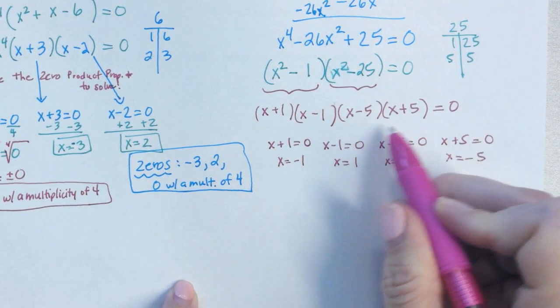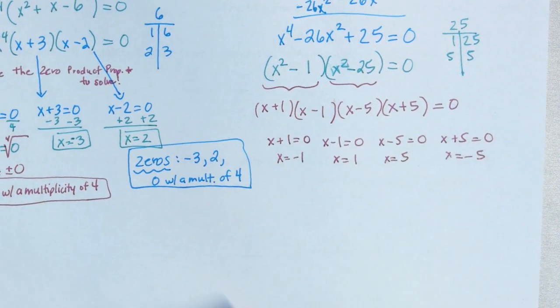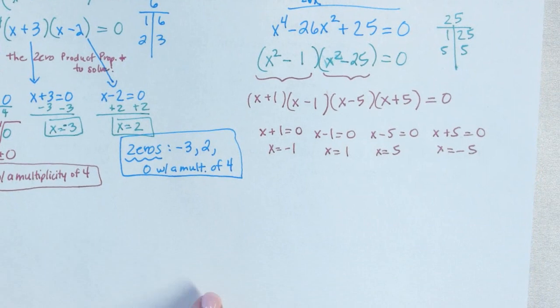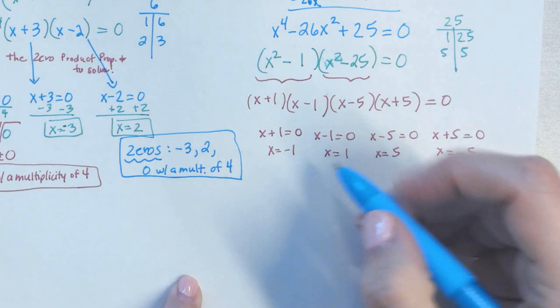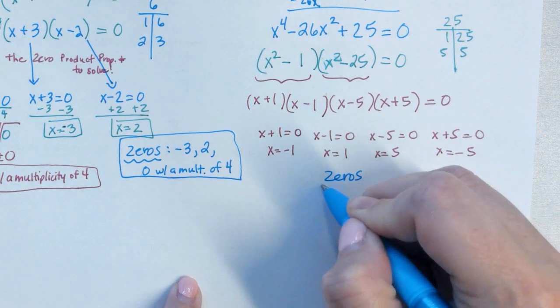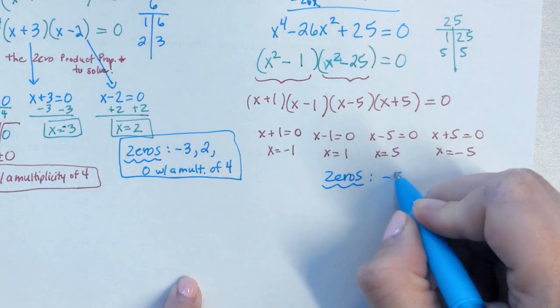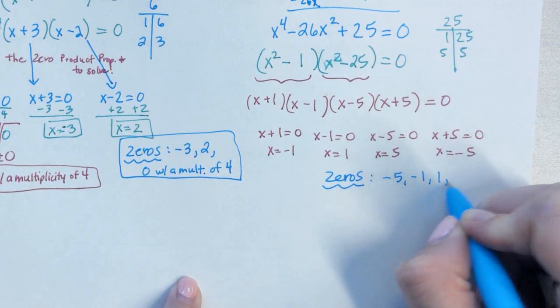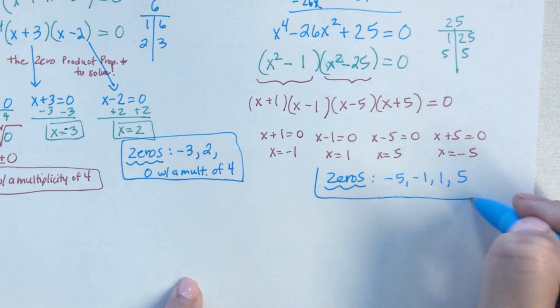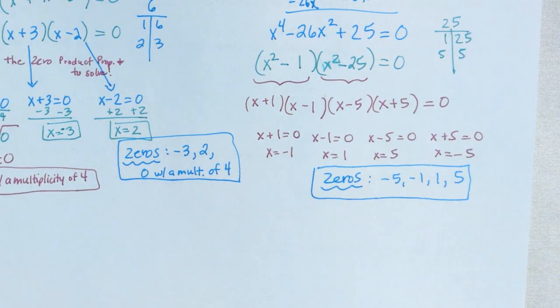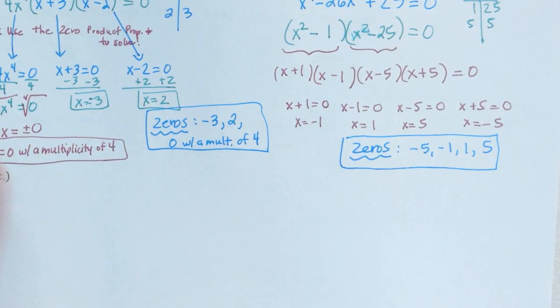The order of those doesn't matter. If you put the plus first, that's fine. If you put the minus first, that's fine. And then usually when you list the zeros, you put them in order. So it would be negative 5, negative 1, 1 and 5. It's not a big deal if you didn't. Okay, we just want to see those 4 there.